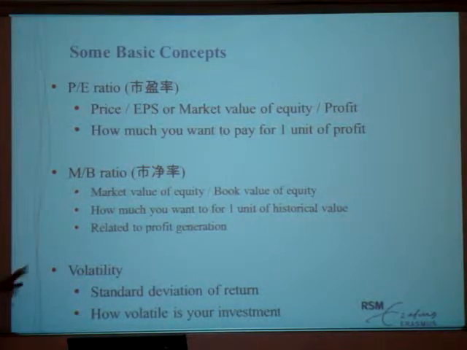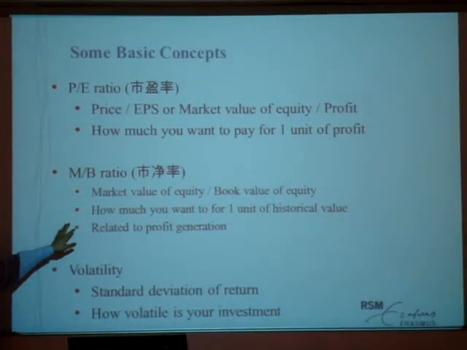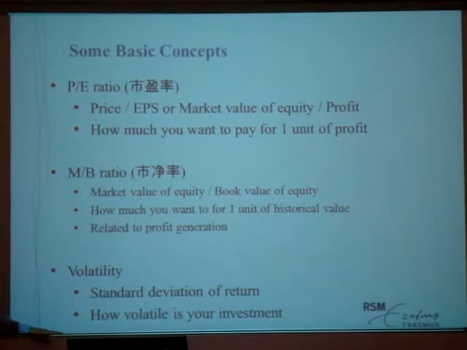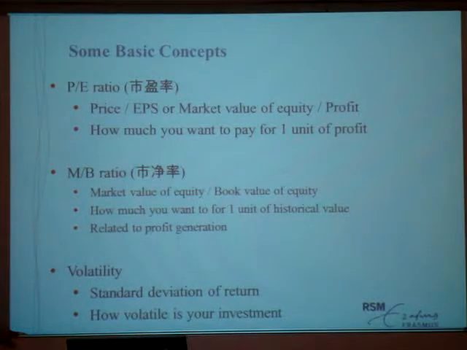Okay? So market to book, that's called 市净率 in Chinese. So that's market value of equity divided by book value of equity. So that's how much you want to pay for 1 unit of historical value. So that comes to the difference between the market value that you need to pay if you want to buy the firm, and the book value, that's the real historical value of the firm. So that could be a lot of difference.